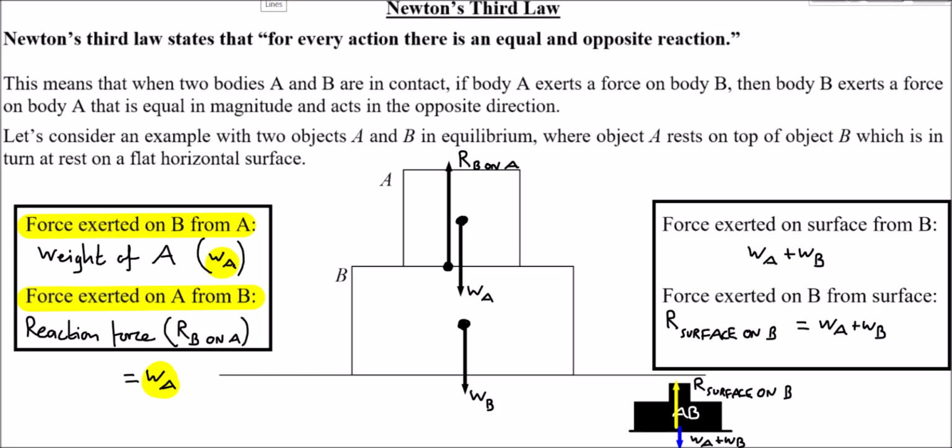So to conclude, the force on the surface from B is WA plus WB. The force on B from the surface is WA plus WB. So for this action here, there's an equal and opposite reaction here. So the forces are equal and opposite. So that's Newton's third law using a simple example. Let's now have a look at some harder examples using Newton's third law, which we can talk through together carefully.